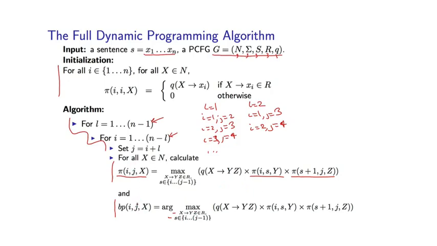Once you've filled in all of these values, it's straightforward to use the back pointers to trace back the parse tree that is the highest probability tree under the grammar.